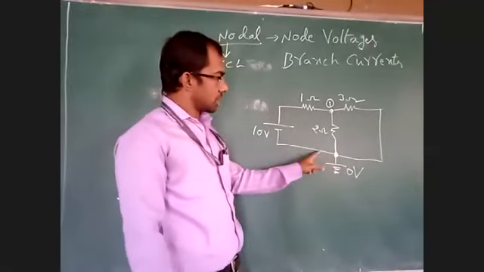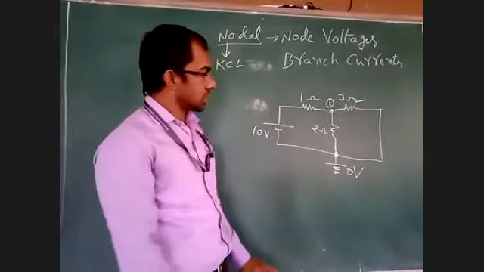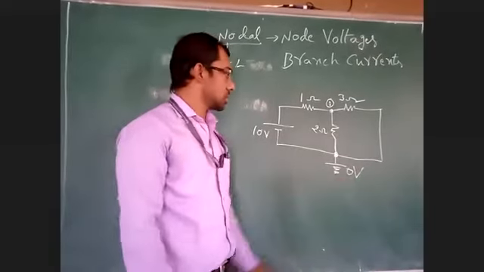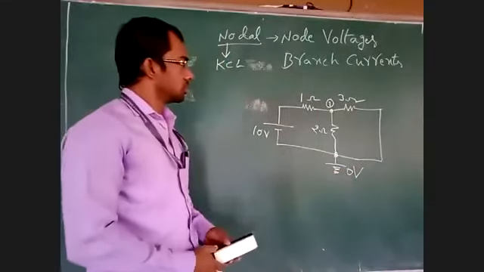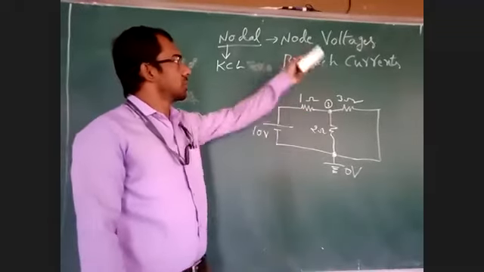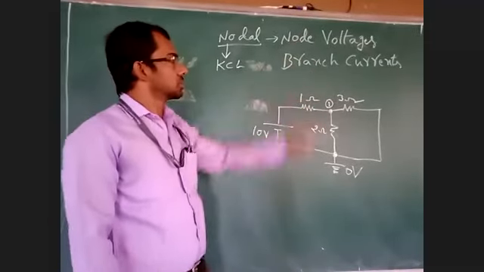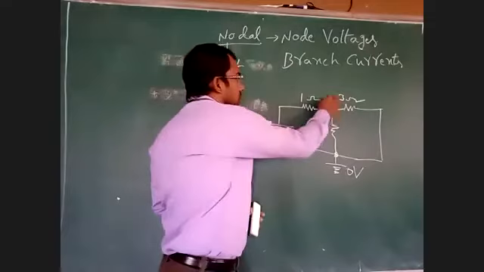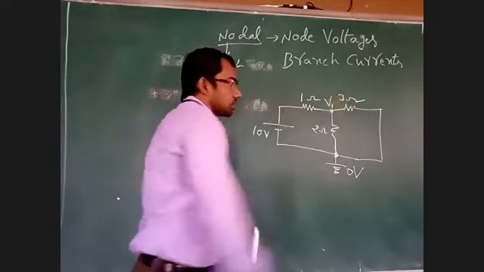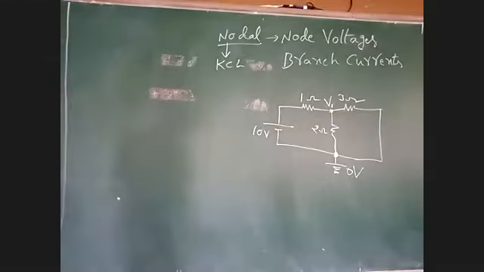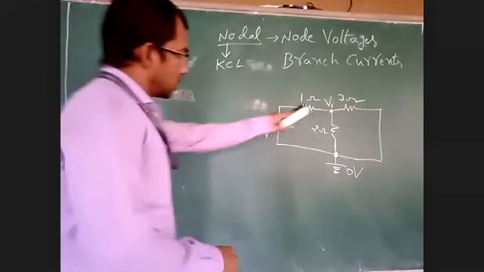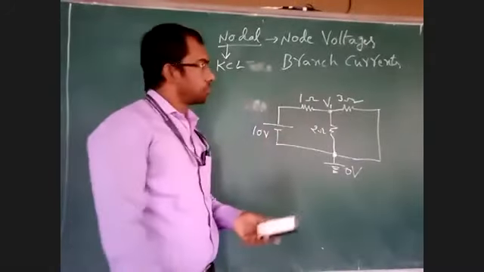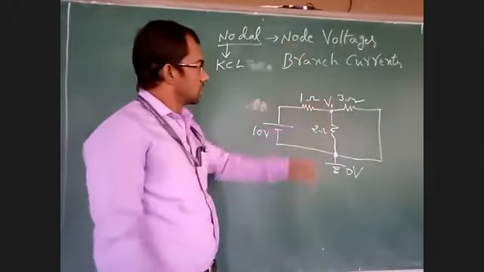Here also three branches are connected, but I am taking it as the reference node or ground node at 0 volts. Potential is 0 at this node. Now here we have only one node. I am assuming the voltage at this node as V1. If there were another node, we would take it as V2. But here we have only one node, and the other node is at 0 volts. Let us assume that the voltage at this node point is V1. Now I have to determine this node voltage and also the branch currents.